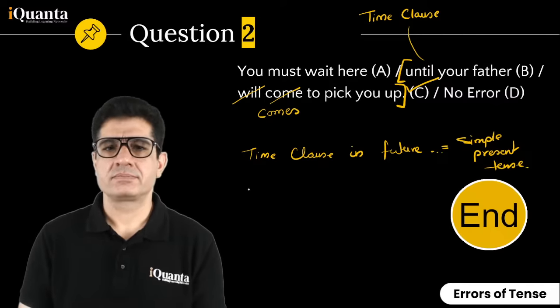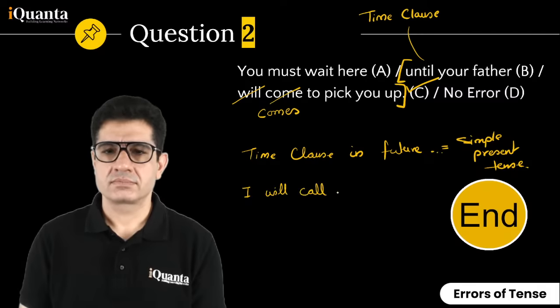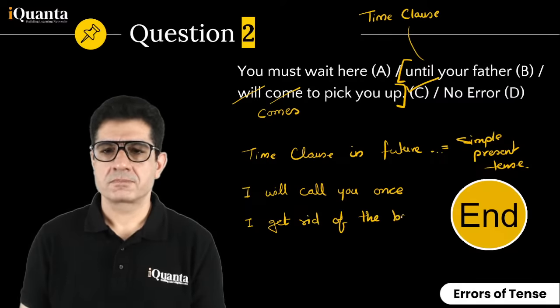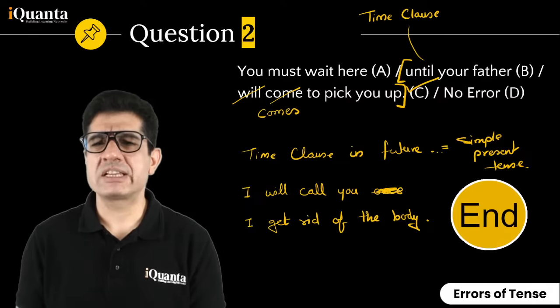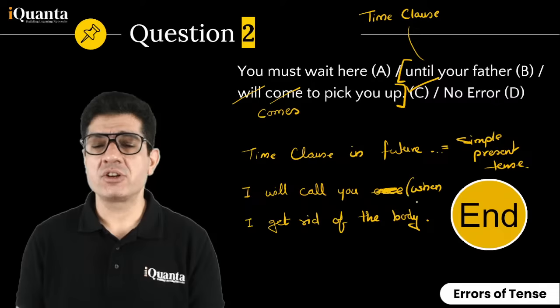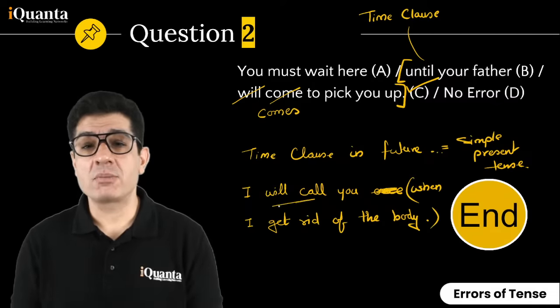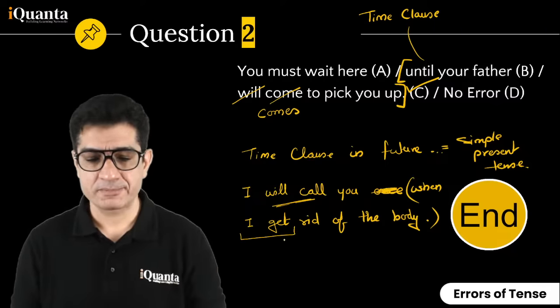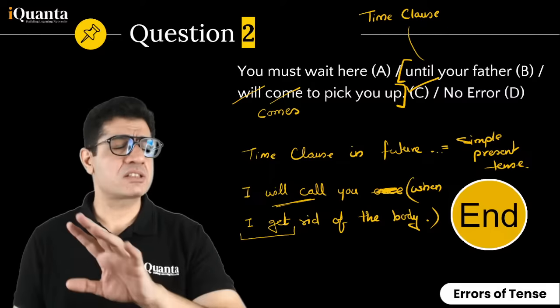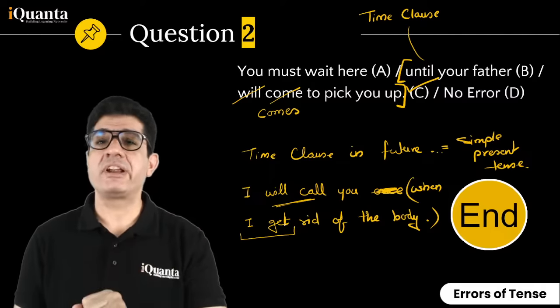Here is an example. So I will call you once I get rid of the body. Yeah, when, let's just make it easy on you. When I get rid of the body. So you realize this is very clearly a time clause, and we are talking about future. So look at the tense. I, verb's first form, that's simple present tense. Okay, so do keep in mind it's a commonly asked error and a lot of people fail to identify it.